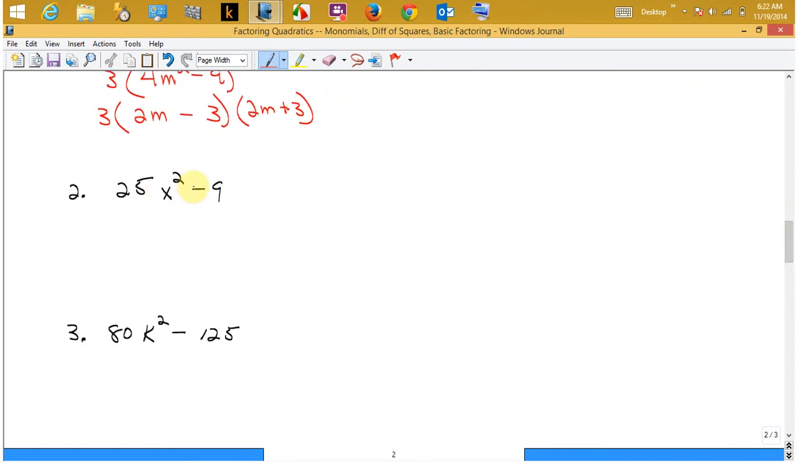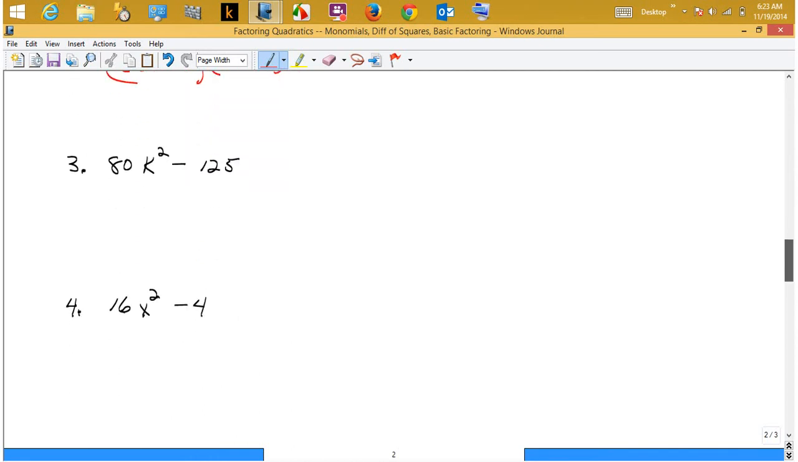Okay, no x term, perfect square, perfect square. So the square root of 25x squared, well, that's 5x. Now minus the square root of 9, which is 3. Okay, then 5x plus 3. The next one.